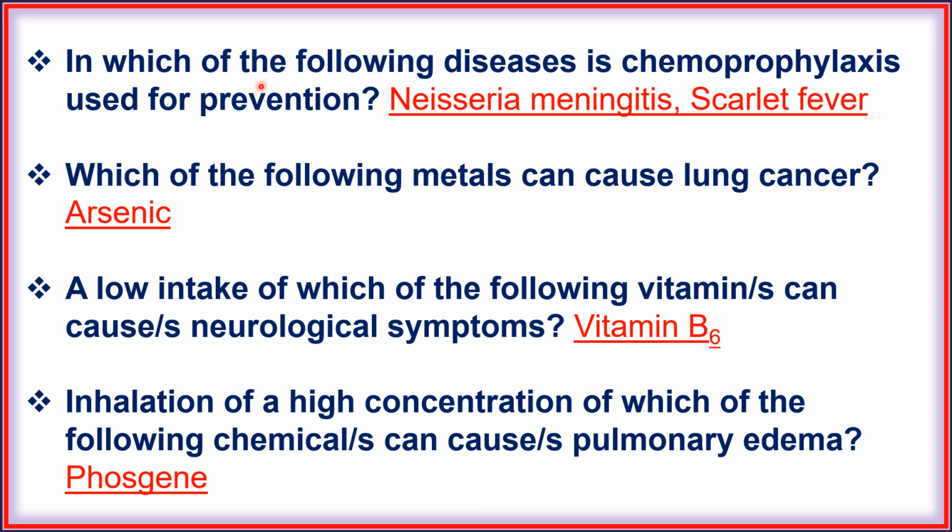Next, in which of the following diseases is chemoprophylaxis used for prevention? Neisseria meningitis and scarlet fever. Next, which of the following metals can cause lung cancer? Arsenic. Next, a low intake of which of the following vitamins can cause neurological symptoms? Vitamin B6. Next, inhalation of a high concentration of which of the following chemicals can cause pulmonary edema? Phosgene.